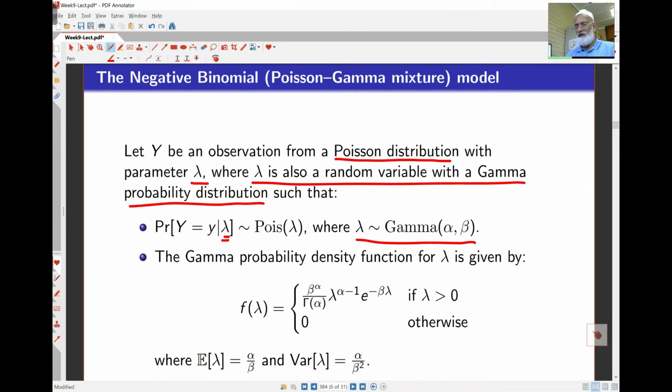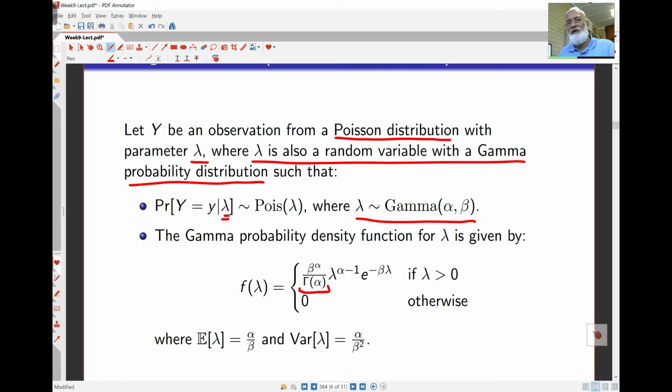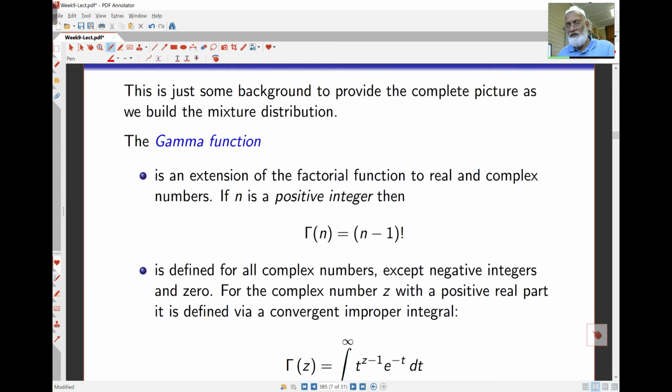Now, the gamma distribution is a continuous distribution, because the mean for the Poisson is continuous. The probability density function, PDF, is beta to the alpha over gamma of alpha, the gamma function on the bottom, then lambda to the alpha minus 1, and e to the negative beta lambda, for lambda bigger than 0, and otherwise it's 0. Here the mean of the gamma distribution is alpha upon beta, and the variance is alpha upon beta squared.